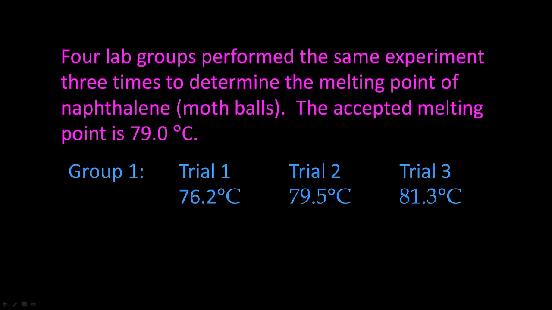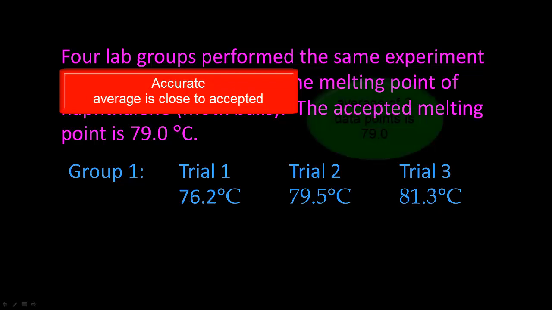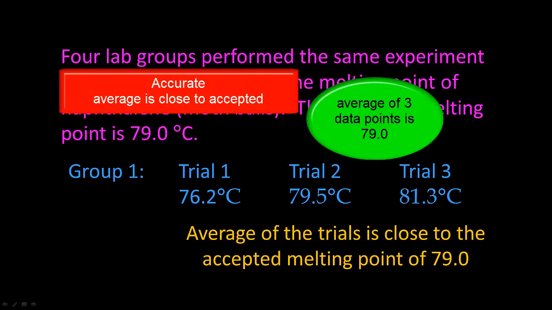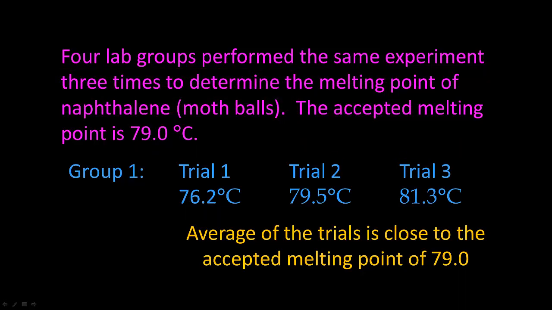Now let's do some examples with actual lab data. 4 lab groups performed the same experiment 3 times to determine the melting point of naphthalene. The accepted melting point is 79 degrees Celsius. Is the average of the data close to the accepted value? The average is 79, so yes, the average is close to the accepted value, so the data is accurate.